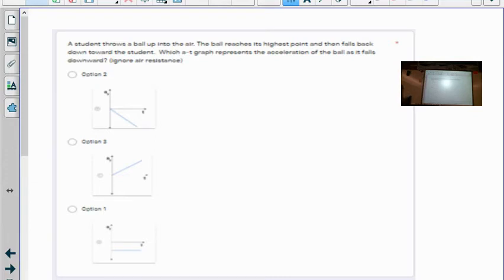All right. A student throws a ball into the air. The ball reaches its highest point and then falls back down toward the student. Which acceleration versus time graph? So again, pay attention to what it is asking for. Acceleration versus time. No matter where an object is in the air, it's always under the influence of gravity, and gravity is, in reality, -10 meters per second squared. We always just look at the magnitude and don't worry about the negative sign. But if I look over here, this would be the option. It is a constant negative. It is pulling it down.